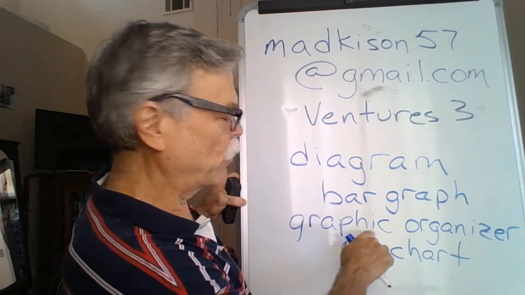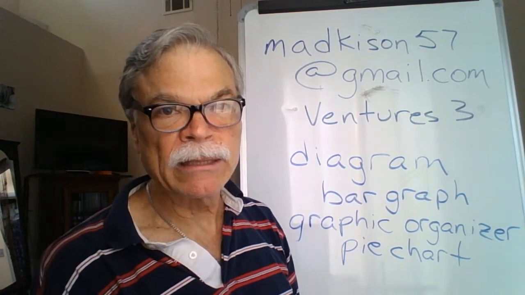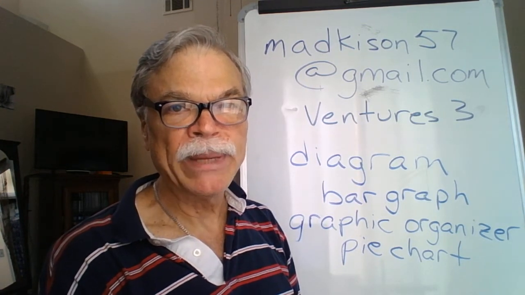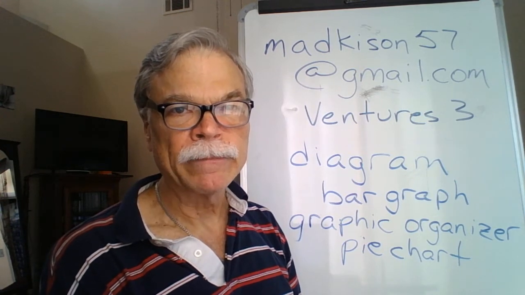G-R-A-P-H-I-C. Graphic is spelled P-H, but P-H is pronounced like an F in English, like in the word phone, P-H-O-N-E. So it's pronounced like an F.